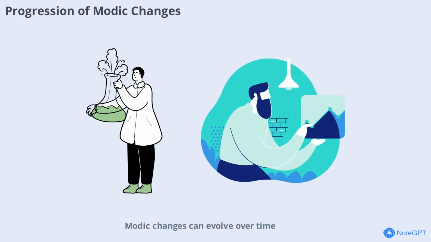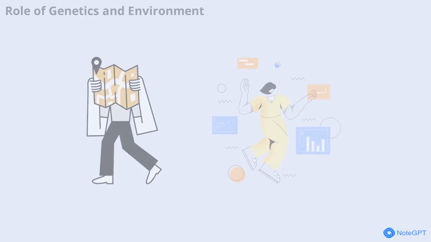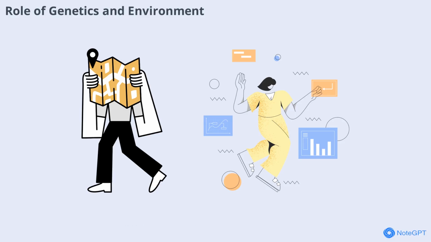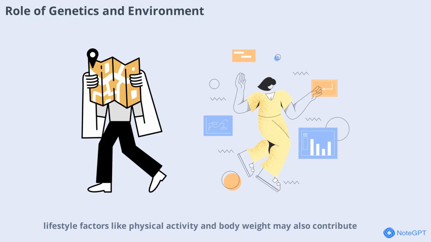Modic changes can evolve over time, with type 1 sometimes progressing to type 2 or even type 3. In some cases, Modic changes may resolve entirely. This dynamic nature reflects the ongoing processes of inflammation, fat deposition, and bone remodeling in the spine. The development of Modic changes is influenced by a combination of genetic, metabolic, and environmental factors. While disc degeneration and mechanical stress play major roles, lifestyle factors like physical activity and body weight may also contribute.